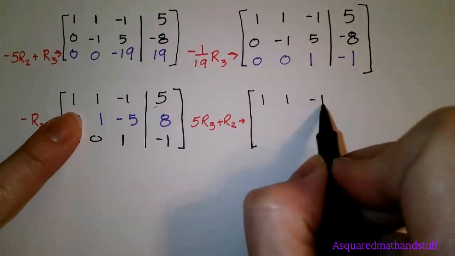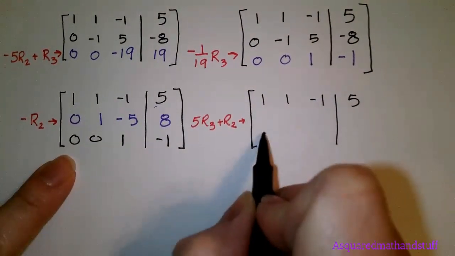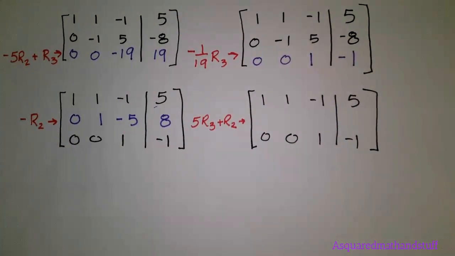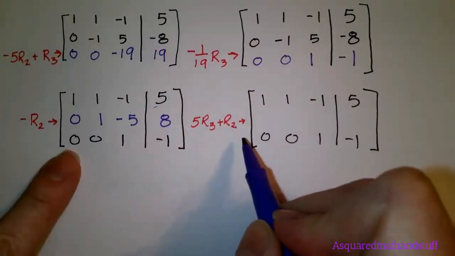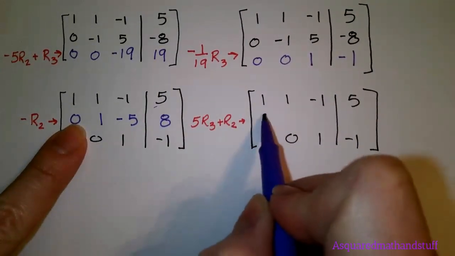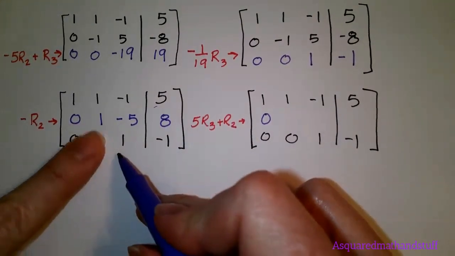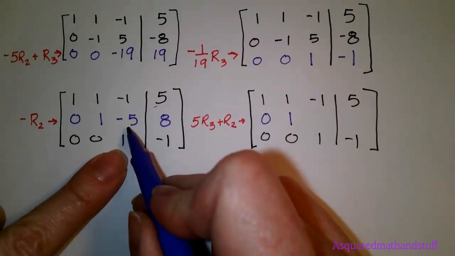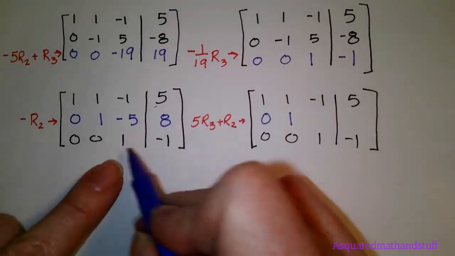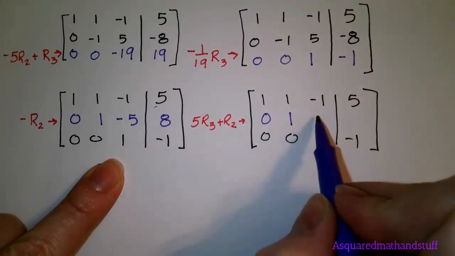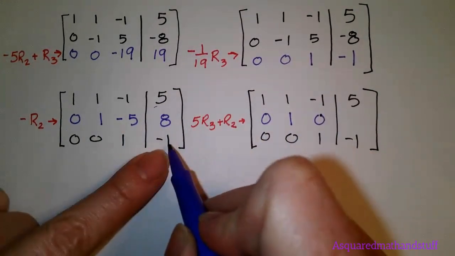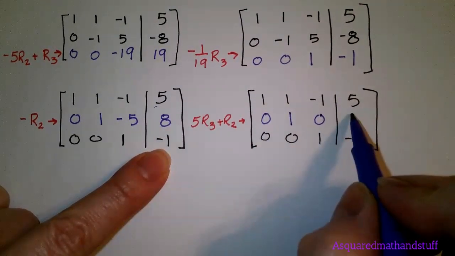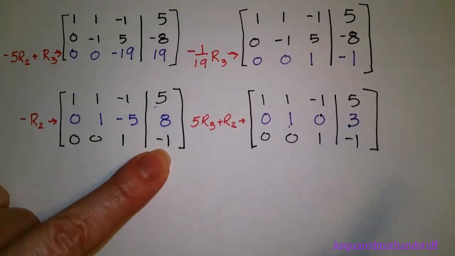Copy down those rows that we are not working with, that we are not changing. And then let's change row 2. So 5 times 0 is 0. 0 plus 0 is 0. 5 times 0 is still 0. 0 plus 1 is 1. Now 5 times 1 plus a -5 gives us 0. And then 5 times -1 gives us -5 plus our 8 gives us 3. We have now solved for y.